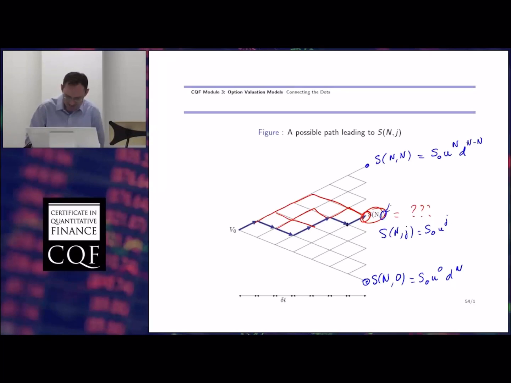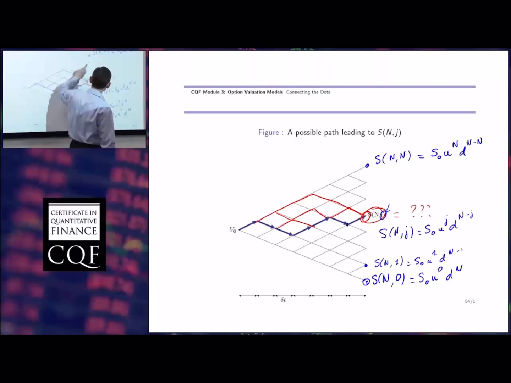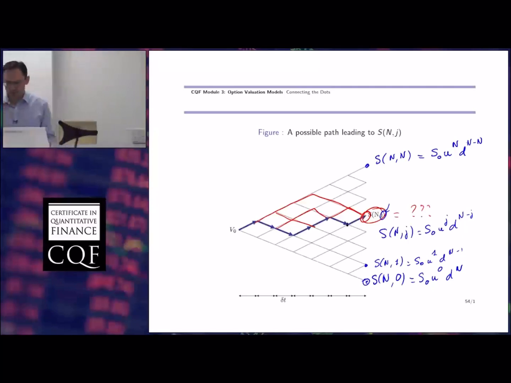So the index here that tells us how tall we are in the tree tells us actually how many times we went up. And if we don't go up, we've got to go down. So the number of times we went down is n minus j. And you can check that. If you're here, well, you've gone down n minus 1 times and up once. So S_n,1 is indeed S0 U^1 D^(n minus 1). So now we know exactly what the terminal prices are over there. So we can compute our formula exactly.